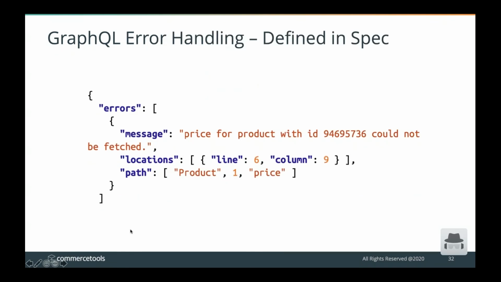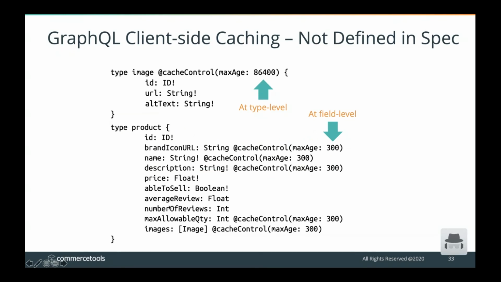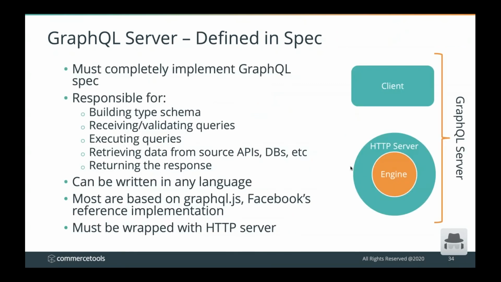Error handling is defined in the specification. This is the format of errors. So you'll see the errors key, and then you'll see one or more of these where you have a message, locations, path. You can do caching as well. Caching is a commercial feature. Apollo supports it, for example. Again, it's implementation specific, but you can define age at the type level or at the field level. And that actually works pretty well. GraphQL servers are defined in the spec in excruciating detail. You can go out and pick whichever one you want.